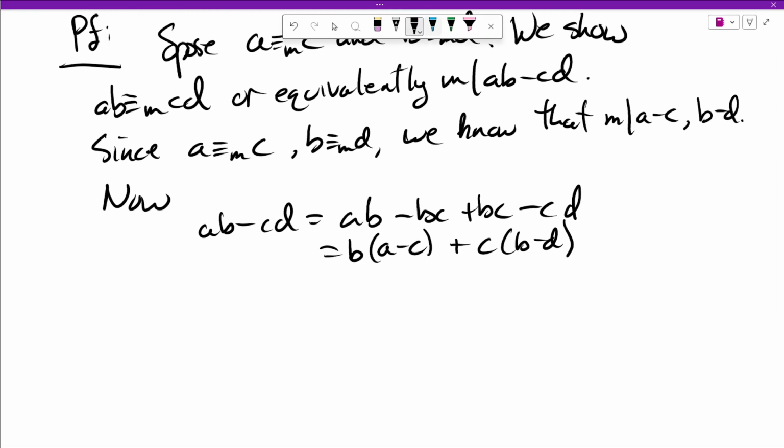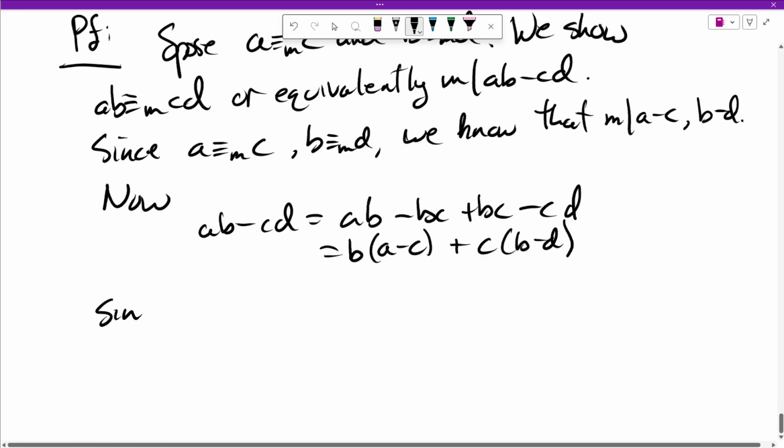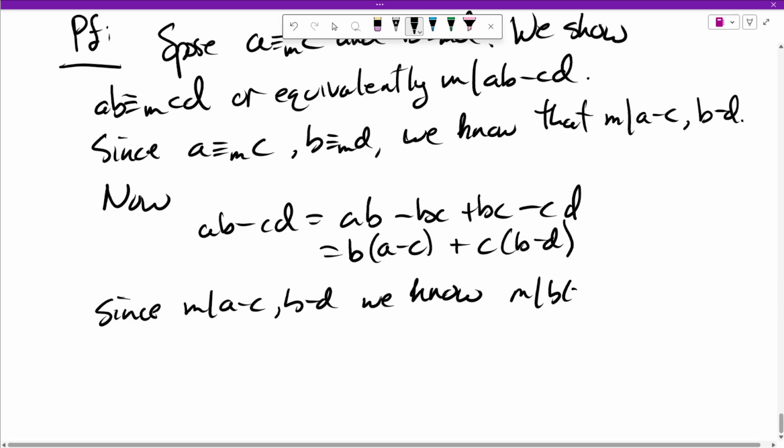Now, what do we know? Well, since m divides A minus C, and m divides B minus D, well, it's certainly going to divide any number times them. So m divides B times A minus C, and C times B minus D. It will divide both of them.